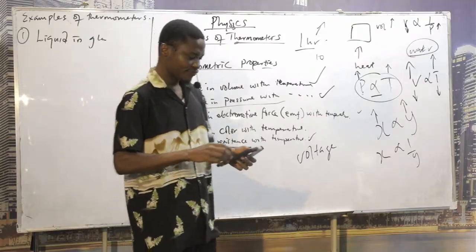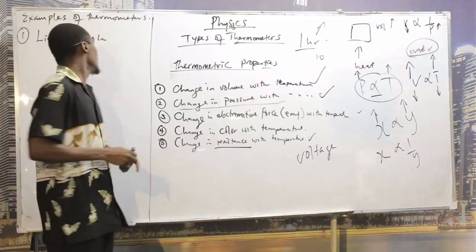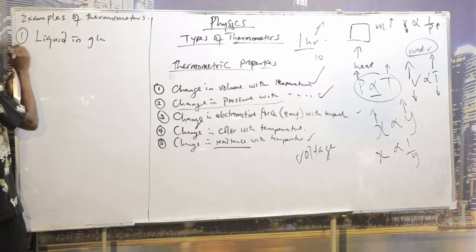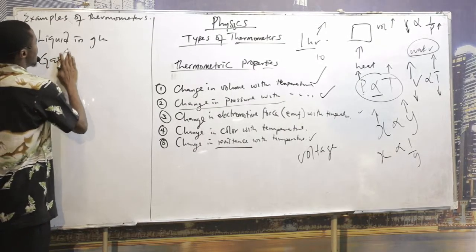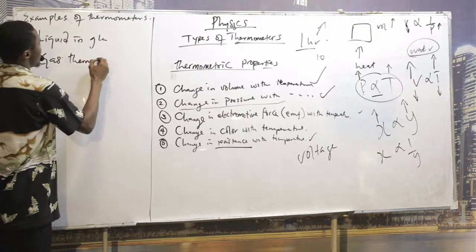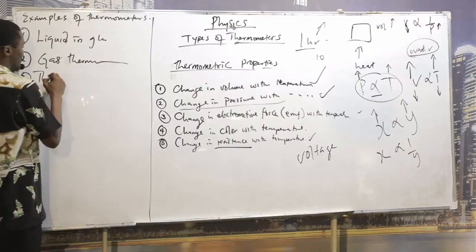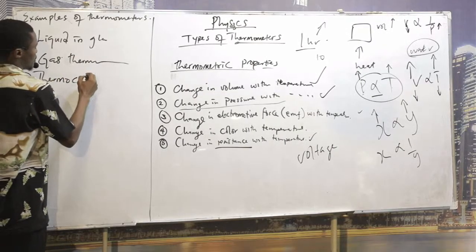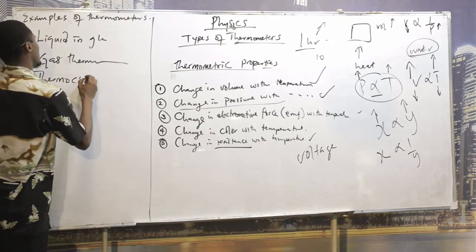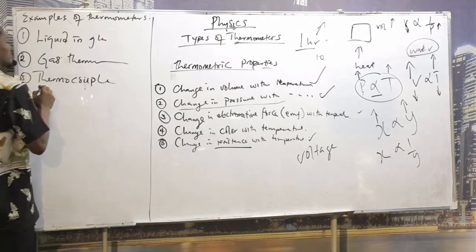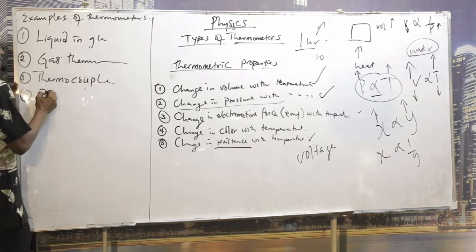Are you there? Okay, number 2, gas thermometers. Number 3, thermocouple. How do you spell couple again? Yeah, thermocouple. Okay. Number 4, resistance thermometer.